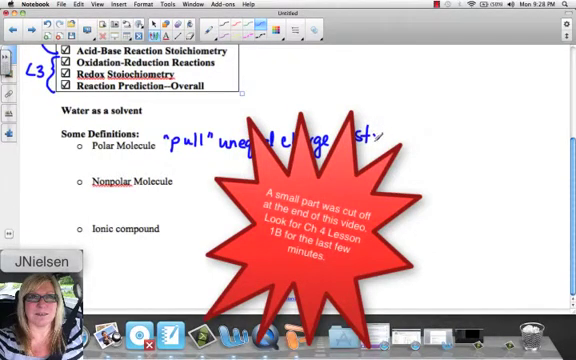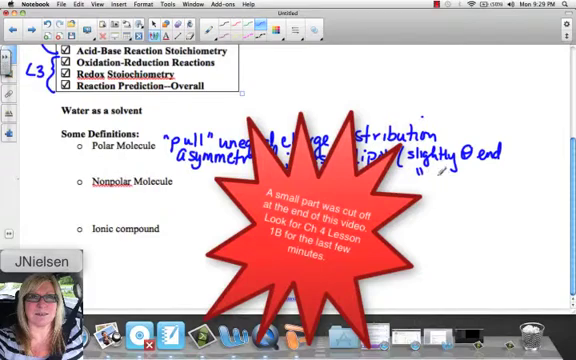We also say that this molecule is asymmetrical. We may also say that it has a dipole. And what that means is you have a slightly positive end and a slightly negative end. So an example of this, something that you're very well familiar with, would be H2O.